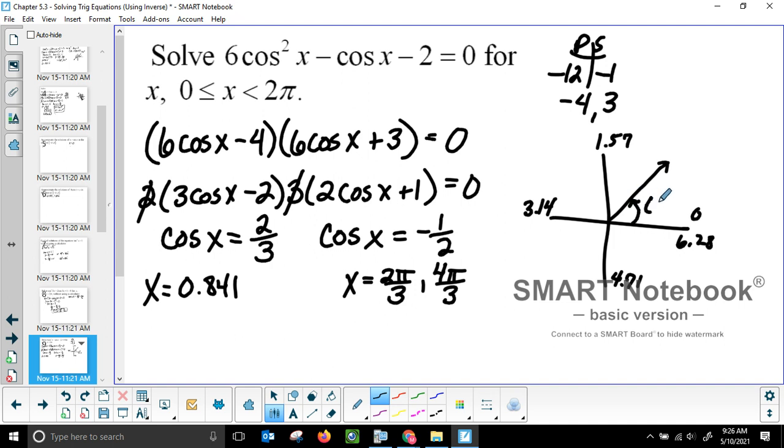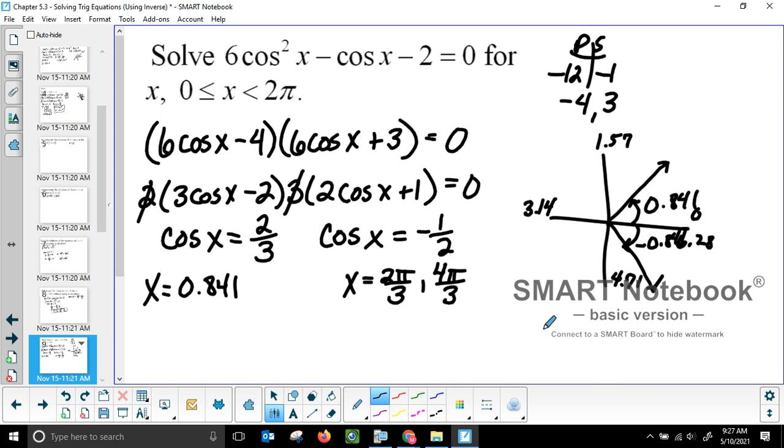So that's 0.841. What other quadrant, because this is a positive value here, right? What other quadrant is cosine positive in? 4. So I have to find some other angle down in the 4th quadrant. It's going to have the same reference angle. So here we're just going this direction, which is negative 0.841.